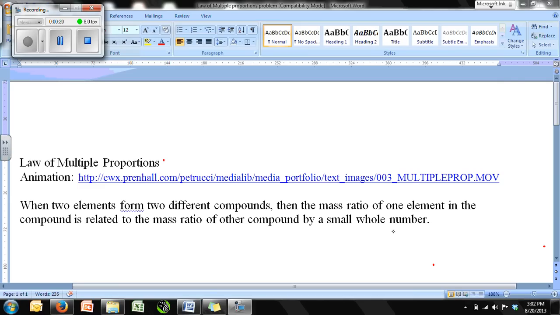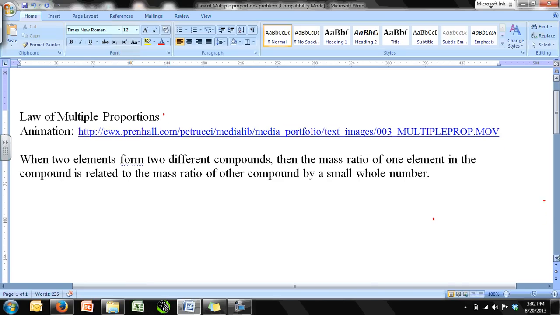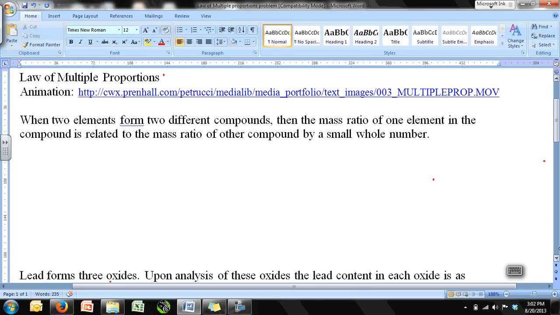So Law of Multiple Proportions says when two elements form two different compounds, then the mass ratio of one element is related to the mass ratio of the other element by small whole number ratios. What this statement means is if two elements combine to form two or more compounds, then with the same mass of one element, the mass of the other element that combines is in small whole number ratios.